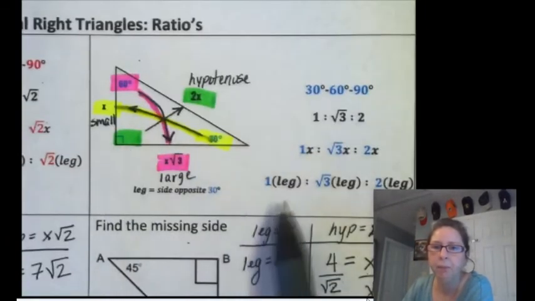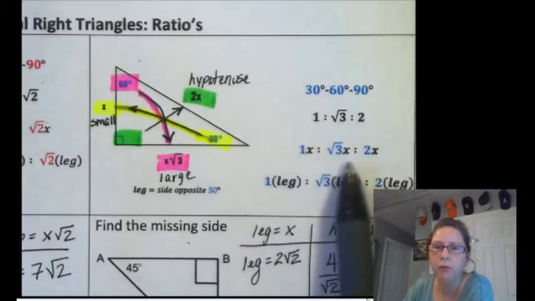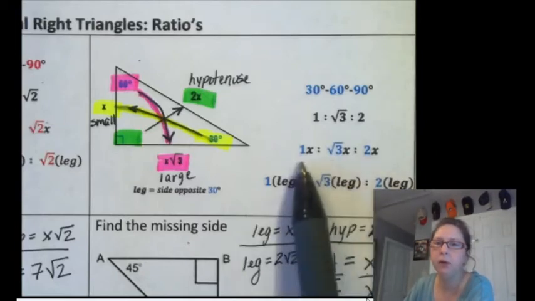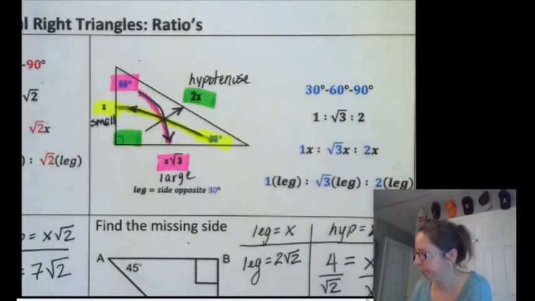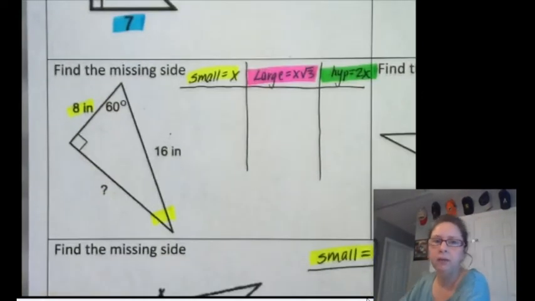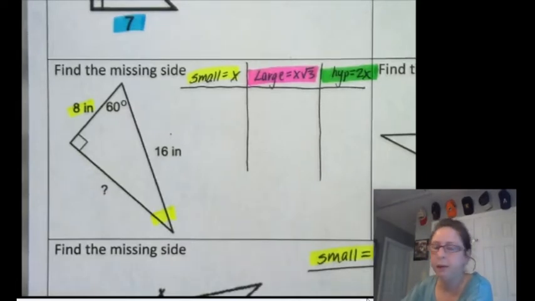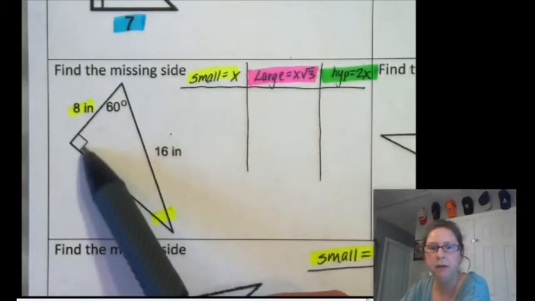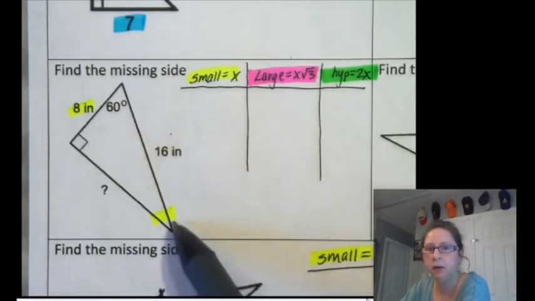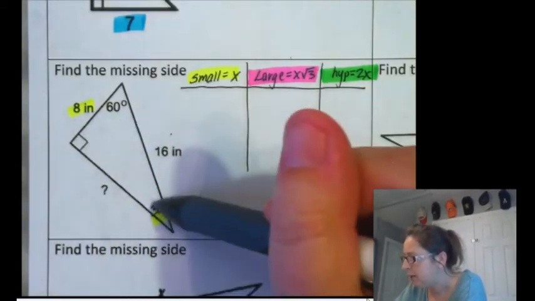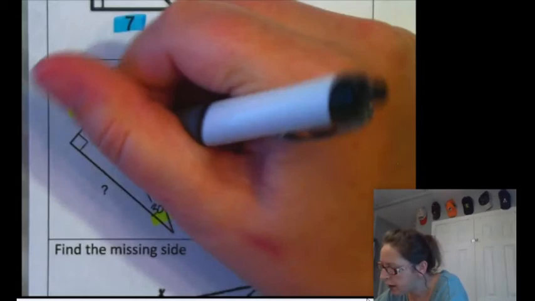So again, I have 1x, √3x, and 2x. My goal is going to be to find what is the value of x. So let's go take a look at this first example of a 30, 60, 90. So in this situation, they gave me that this is 60. This is a box, which means that it's 90. So this angle down here must be the 30. And the side length opposite this 30 is 8.